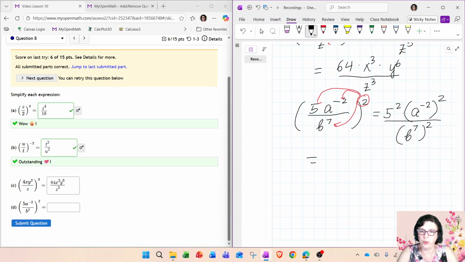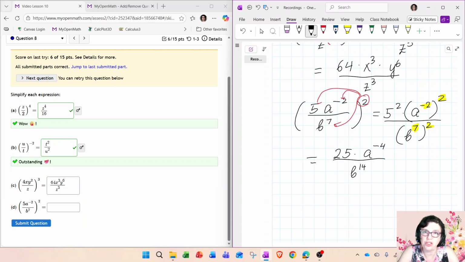Now, at this point, we are going to use the power to a power rule, which just tells you that we are multiplying them. We're going to get 25, a to the power -4. And then here we're again using the same rule where we multiply the powers. And we're going to have b to the power 14. The only thing that remains is that you are not supposed to leave any negative powers in your final answer.